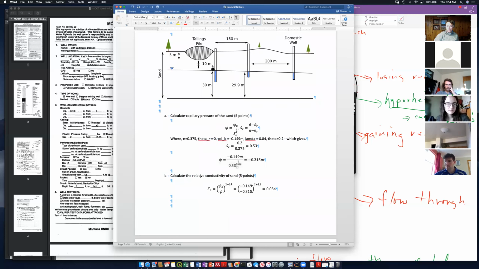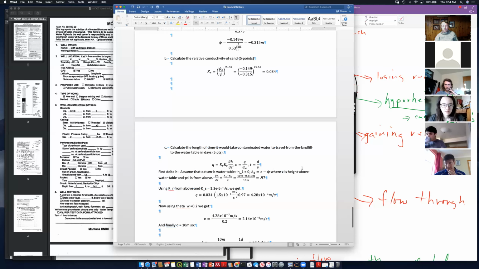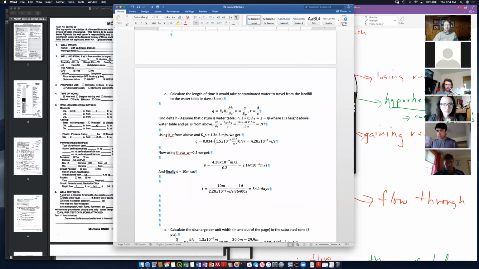All right, the next thing I wanted you to do was calculate the relative conductivity at this pressure head. So we use the Brooks-Corey equation for the relative hydraulic conductivity, plug it in, and your relative hydraulic conductivity should be on the order of 0.03. Then part C was to calculate the travel time from the landfill to the water table.